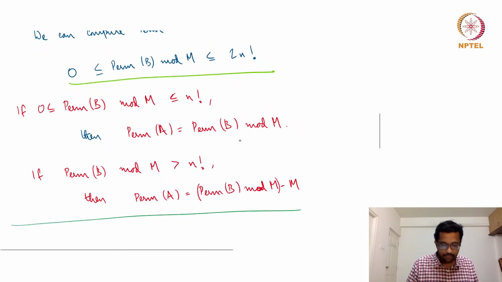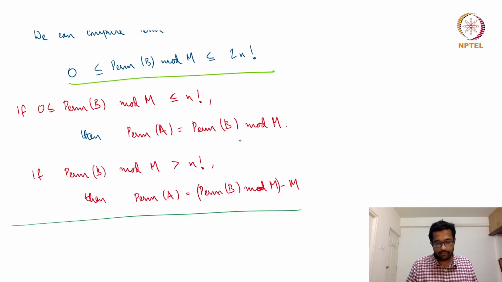However, if the permanent of B modulo m was greater than n factorial, meaning it is anywhere from n factorial plus 1 up to m minus 1, that means that it was actually in the negative range, and because we applied mod m, it came to a positive value. So this means that the permanent of A is, you take the permanent of B modulo m, whatever value that is, and you subtract m from there, right?